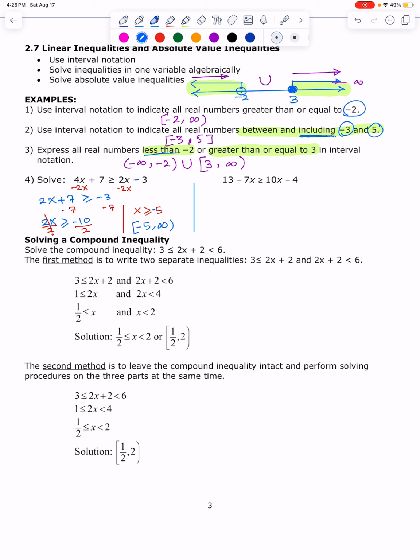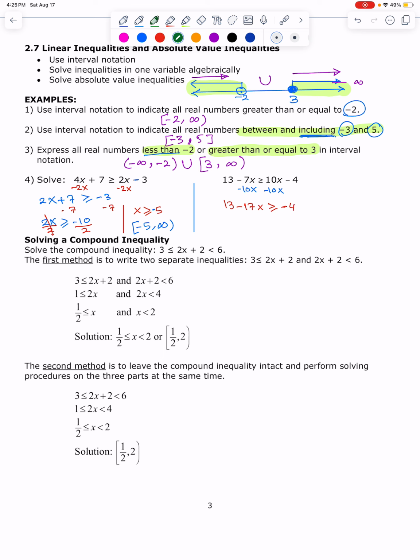The second one, 13 minus 7x is greater than or equal to 10x minus 4. Now, I'm going to be a little bit strategic here, and I want to show you how to deal with the x when the inequality is flipped. So I'm going to subtract 10x from both sides of the equation, just to show you the concept of flipping. So now what we have is 13 minus 17x is greater than or equal to -4.